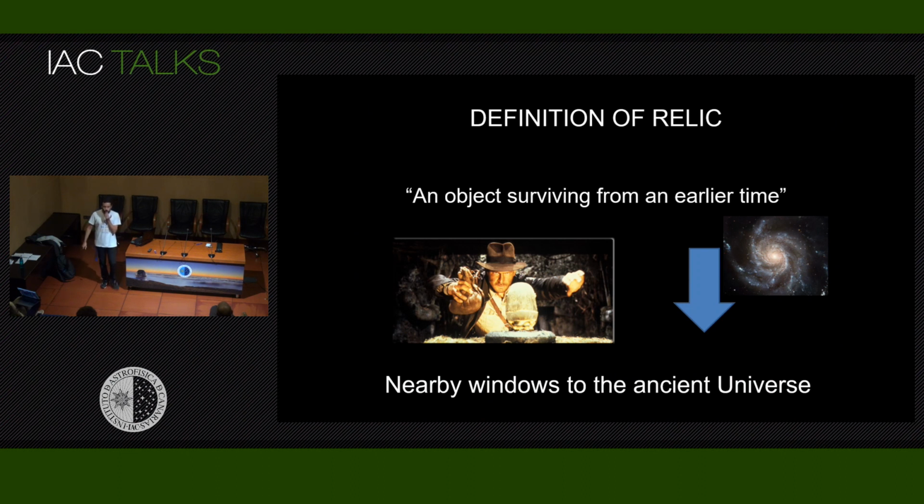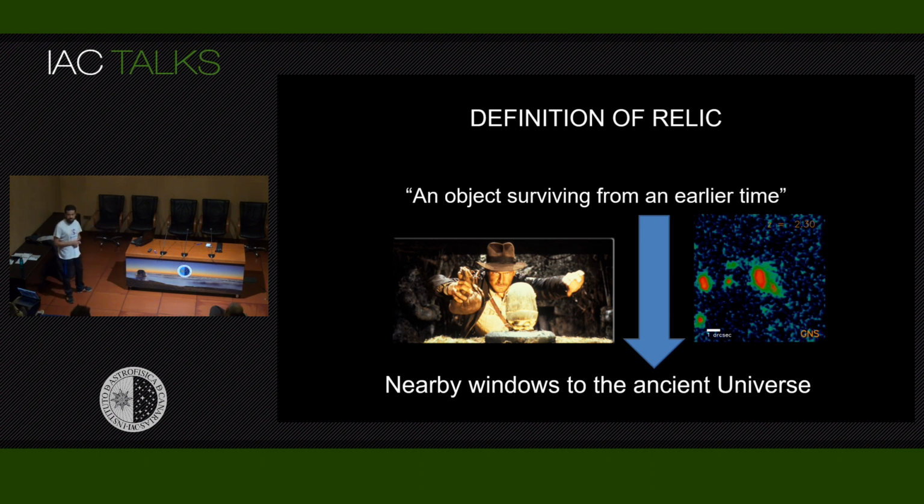So if you go to the Oxford English Dictionary and you look for the definition of relic, you can find just this: an object surviving from an earlier time. When it comes to galaxies, what we are referring to is that if you try to look for an image of a high-redshift galaxy, you just have a bunch of pixels. And ideally, we would like to know in full detail how these objects are.